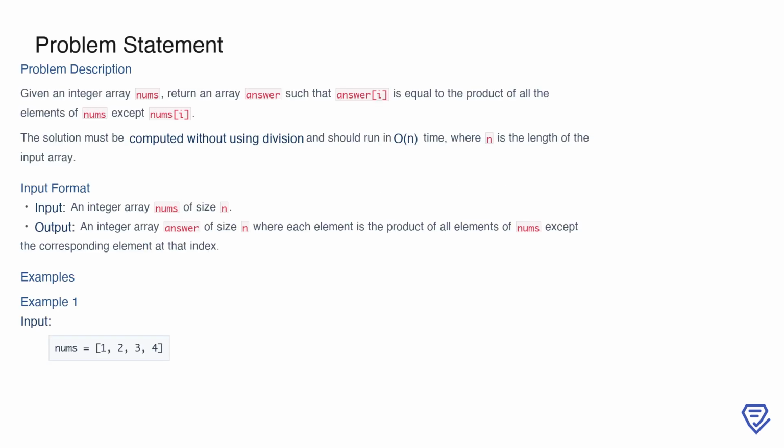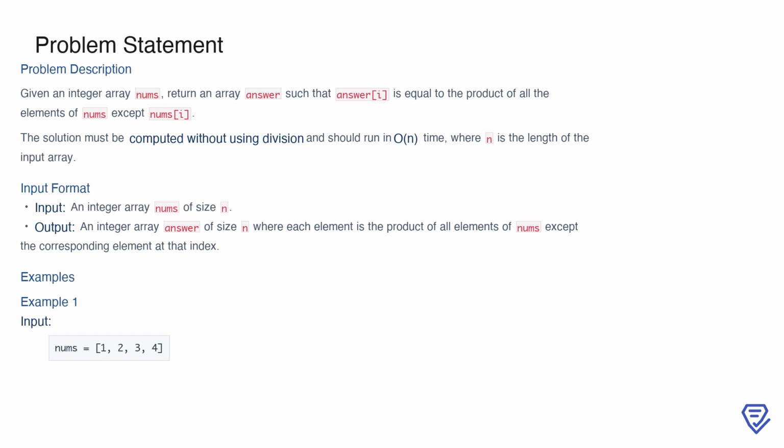In this problem, you are given an integer array called nums, and your task is to return another array, answer, where each element at index i is the product of all elements in nums except the one at index i. However, there's a catch: you cannot use division to compute the result. Additionally, the solution must be efficient, running in O(n) time, where n is the size of the input array.